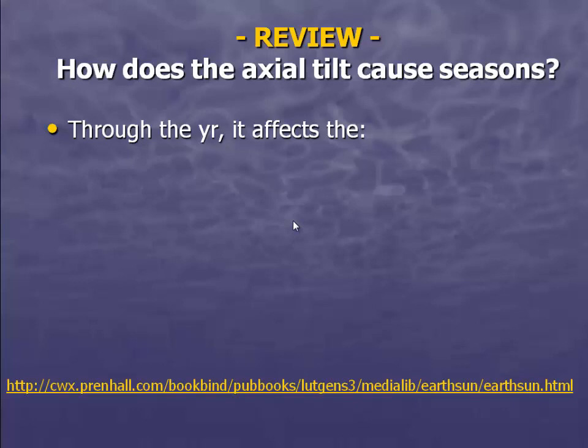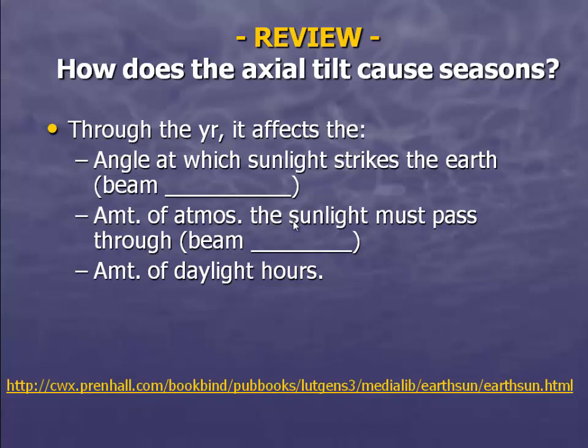Okay, so for the first part of lecture, let's just do a quick review here. This is stuff that should be in your little notebook or your workbook that you're keeping to help you study for the exams as we go forward. But just a quick review: how does the axial tilt cause seasons? Because the Earth is tilted on its axis at 23.5 degrees north, that will affect the angle at which the sunlight strikes the Earth. And that angle at which the sunlight strikes the Earth is beam spreading. Okay? The amount of the atmosphere that the sunlight must pass through is beam depletion. So remember, amount of the atmosphere, if a ray of light is trying to travel through the atmosphere and is being depleted, that would be beam depletion.